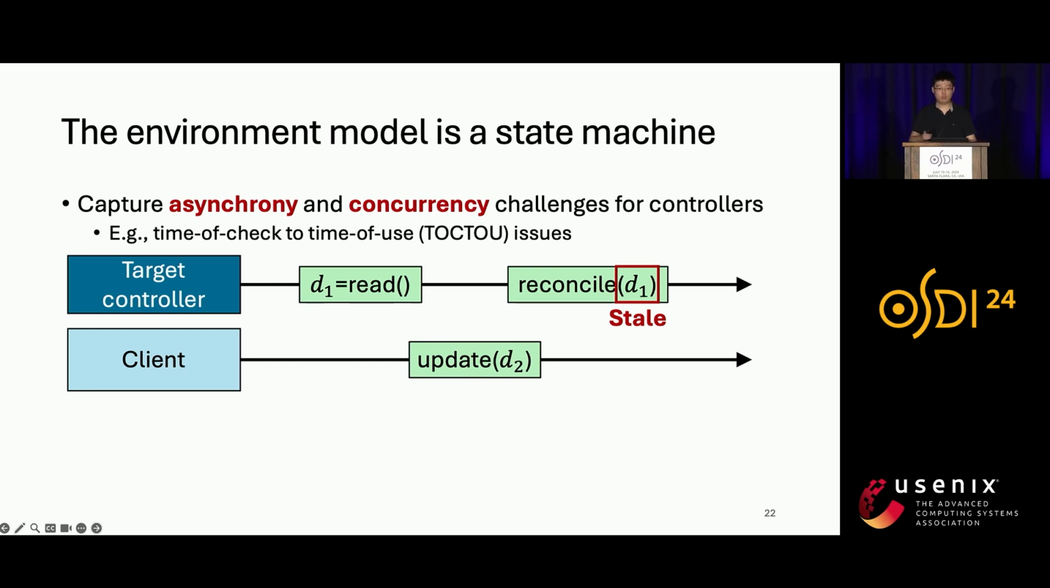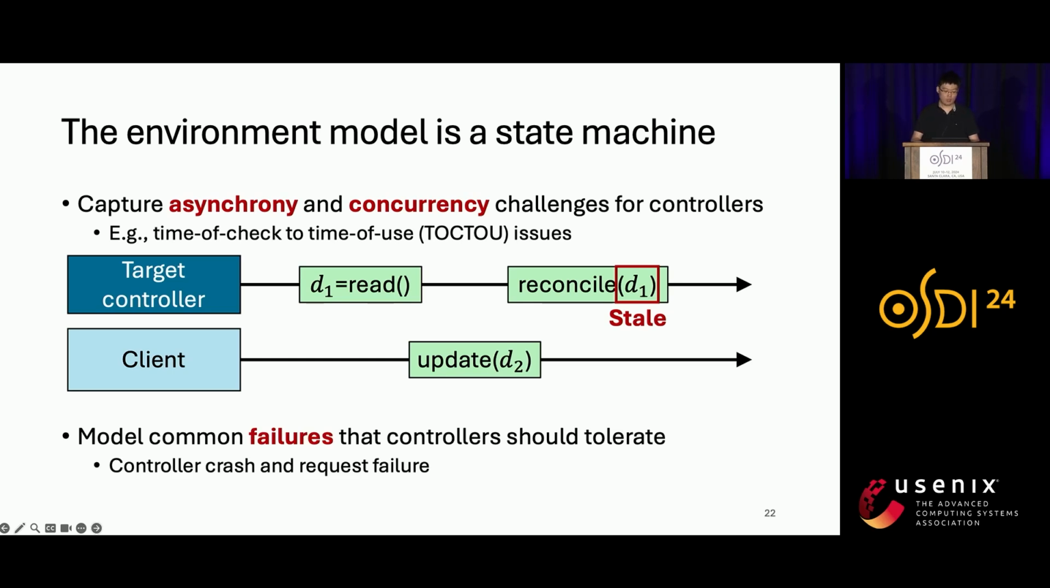And this should not affect the controller's ability to eventually catch up with the new desired state and reconcile the cluster state to match the new desired state. And besides, this environment model also captures common failures that controllers should tolerate. In this model, controllers may crash at arbitrary times at any point and may stay offline for an arbitrarily long time before it comes back. And the requests sent by the controller to read or update the cluster state may also fail at any point due to, for example, network timeout. And the controller should tolerate all of those.